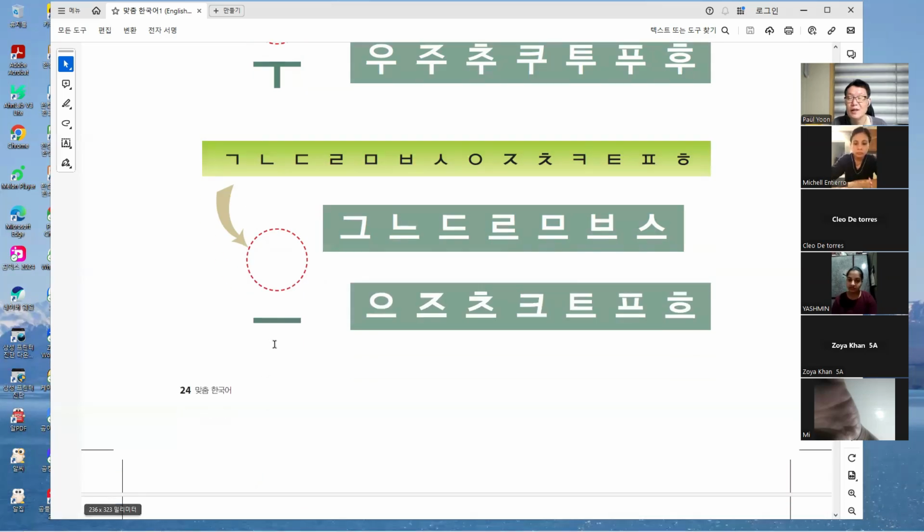Next, with the vowel eu. This pronunciation symbol is eu. So, g and eu, n, d, l, m, b, s.